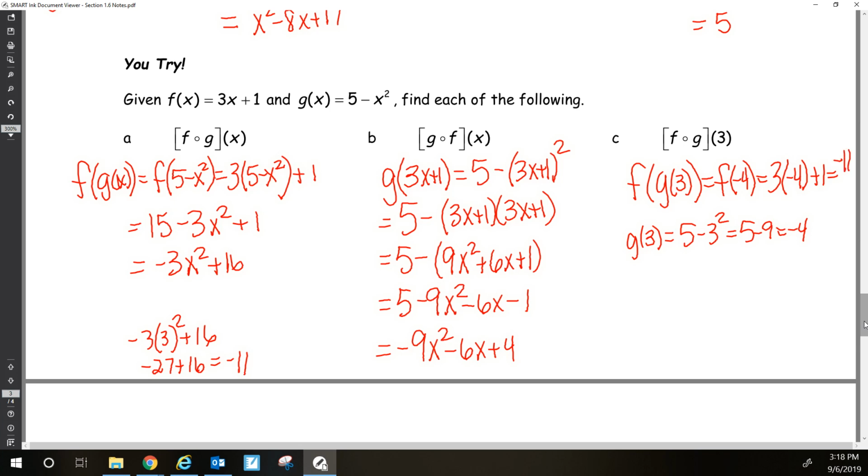So you can work it either way. If you want to find f of g of x as it is first, you could go like this and then plug 3 into that guy. If you understood the process here, you could do it this way. It just depends on how much work you've already done on the problem.